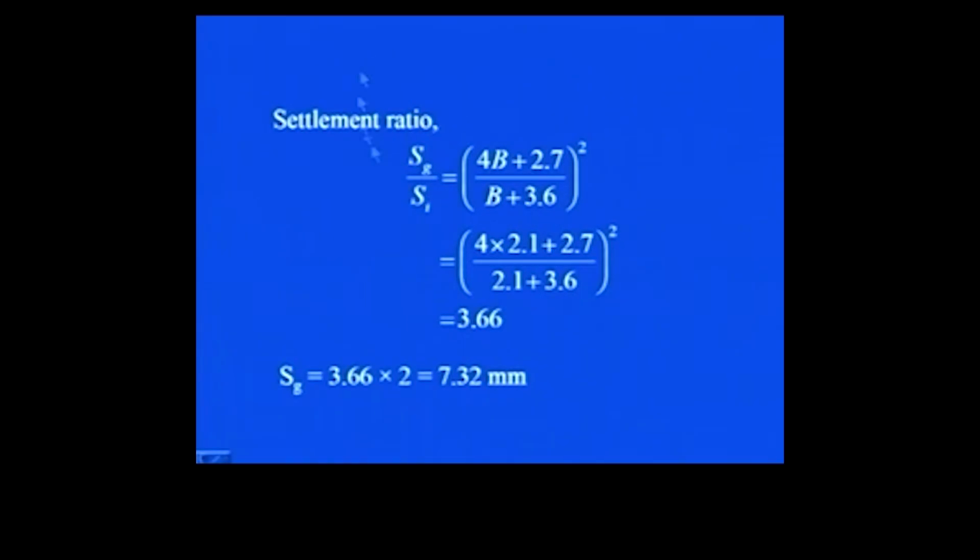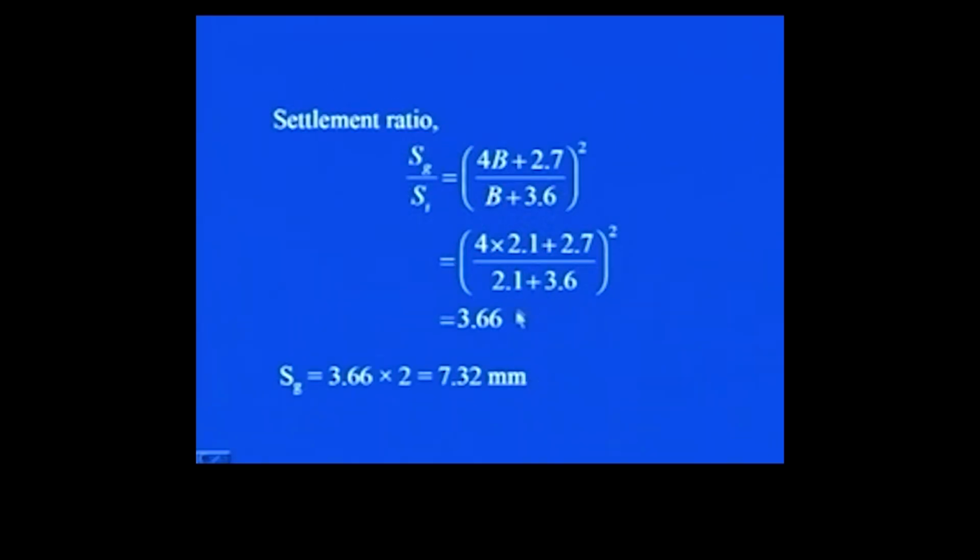So you see here we are using that expression for settlement ratio when the pile groups are in sand. Then we have this width of the pile group, which just now we worked out to be 2.1 meter. So if you put it here, that is 3.66, which is less than 16. So SG will be equal to 3.66 into SI, and in the statement of the problem it is given that for an individual pile it is 2 mm. So if you multiply that, the group of piles will have a settlement of 7.32 millimeter.